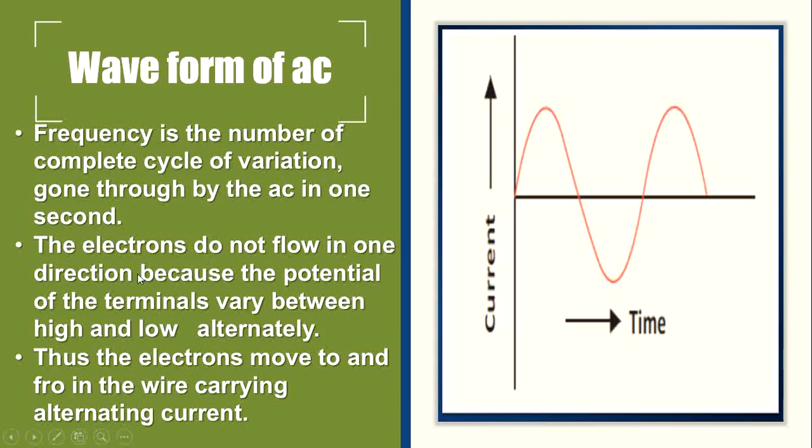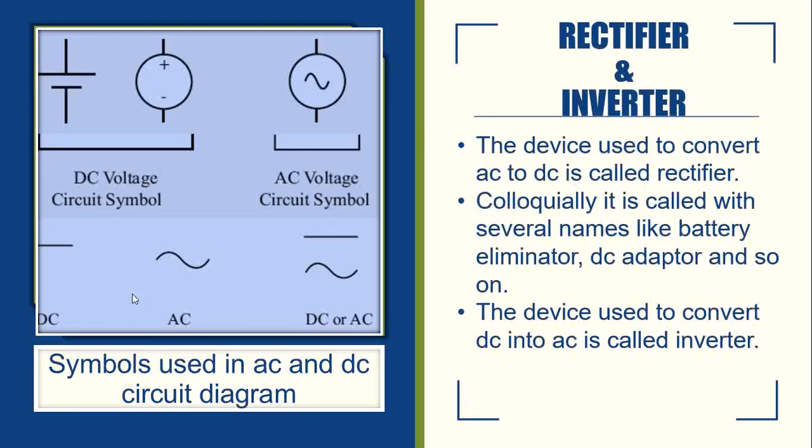Now in this condition, how will the electrons flow in AC? In AC, electrons do not flow in one direction. The reason for this is that the potential of the terminals varies between high and low alternately. So the electrons move to and fro in the wire carrying alternating current. In our home, the current is in the form of AC.